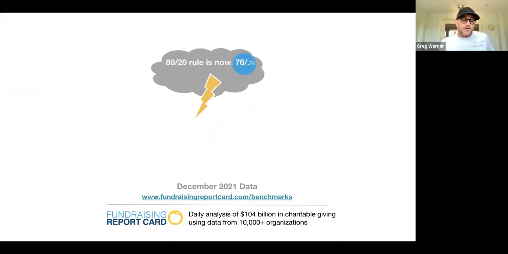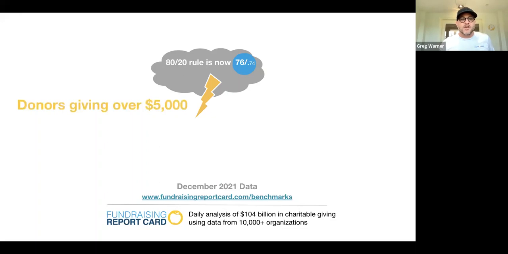What used to be known as the 80-20 rule, meaning 20% of your donors will supply 80% of your revenue, is more like 76 and 0.74 these days. In other words, 0.74% of your donors supply 76% of the revenue.